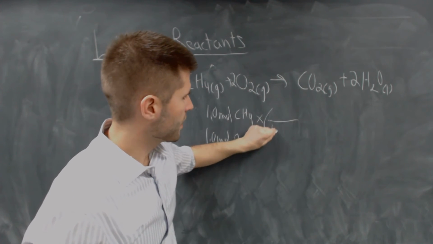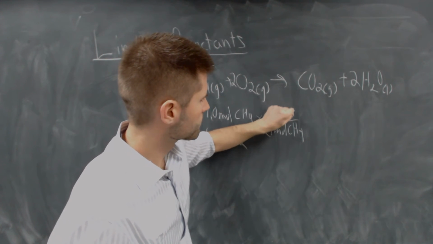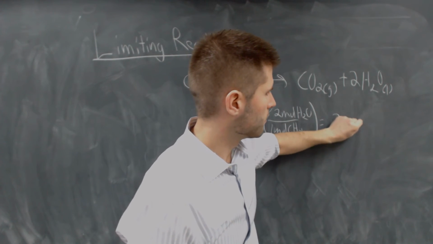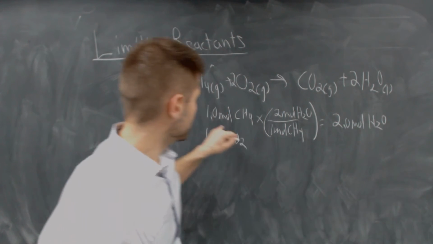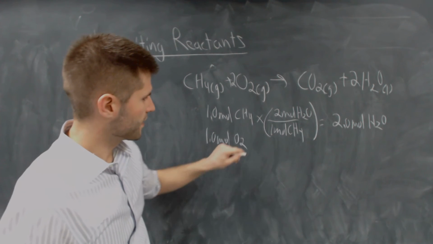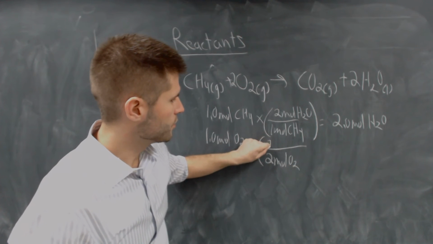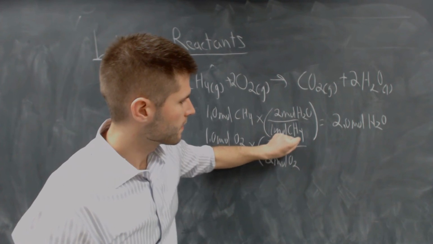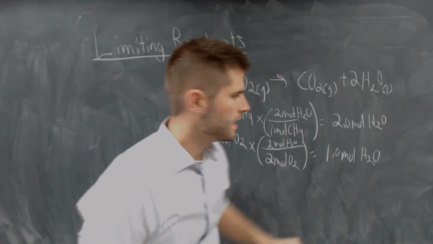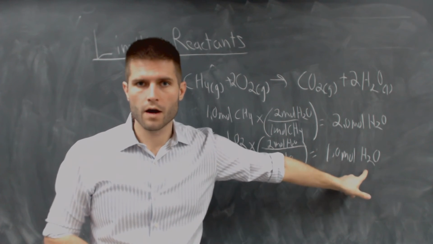We know how to do this through our conversions. For every 1 mole of methane, we have 2 moles of water, which gives us 2.0 moles of water. That means for our starting amount, we can make 2 moles of water with this methane. If we do the same for oxygen, we have 2 moles of O2 for 2 moles of H2O. This gives us 1.0 moles of H2O. In this case, 1 mole of oxygen can only produce 1 mole of water.